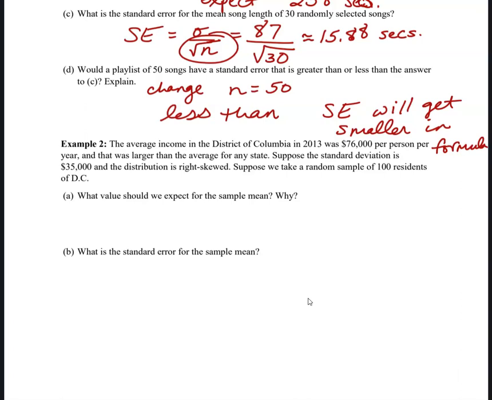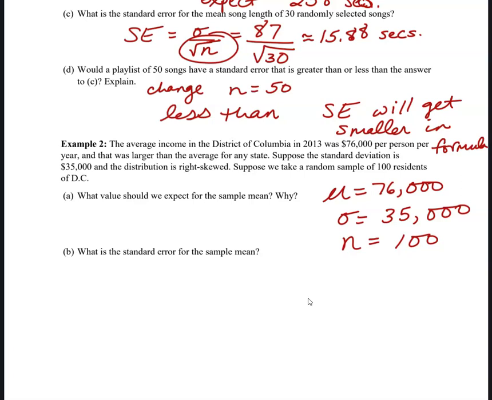So before I get too into this, let me write some things down. The average income for everybody in the district was 76,000. That means mu is 76,000. Try to get in the habit for these. So go ahead and write some of this down when you get it. The standard deviation for the entire district was 35,000. So that would be sigma. N is my sample size. So that's going to be 100 residents.